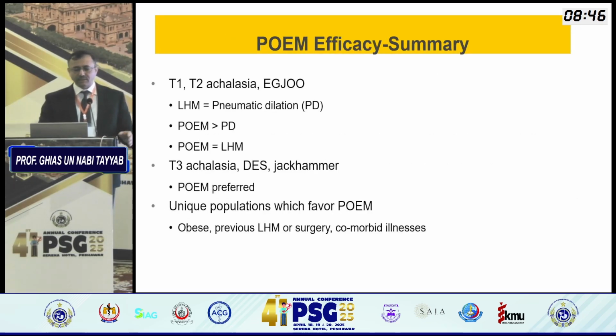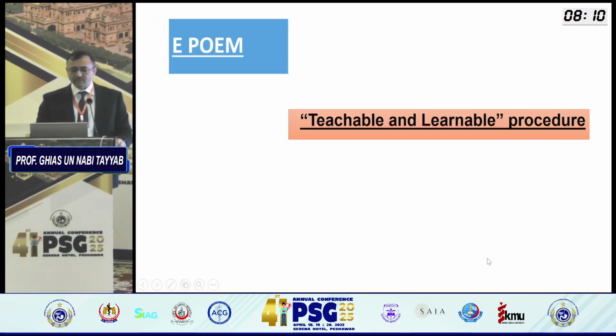So just to summarize the efficacy of POEM: in type 1 and type 2 achalasia, and in people who have EGJ outflow obstruction, it can be done safely. Pneumatic dilatation previously done? Yes. It is better than pneumatic dilatation. It is equally effective as laparoscopic Heller's myotomy, but with the advantage that we can do it more safely. People can be sent home. In jackhammer esophagus and diffuse esophageal spasm, it works very well. POEM is definitely preferred in these cases, and in people who have comorbidities, it is effective.